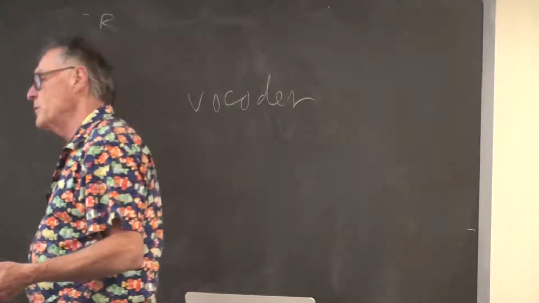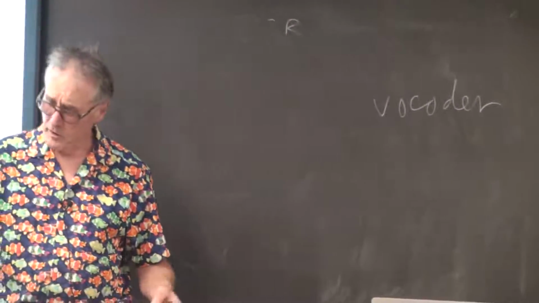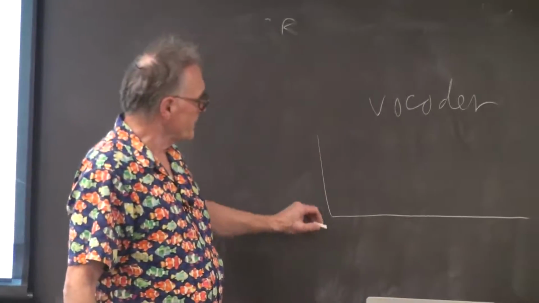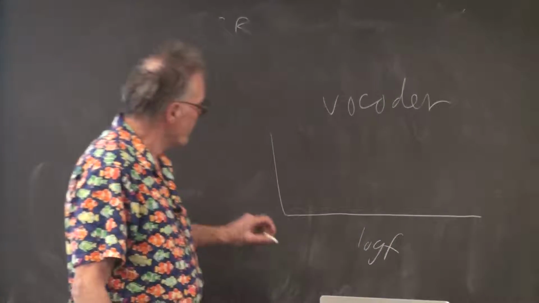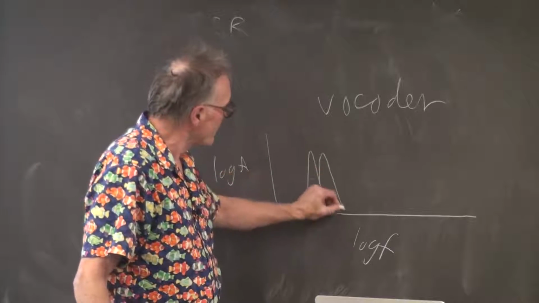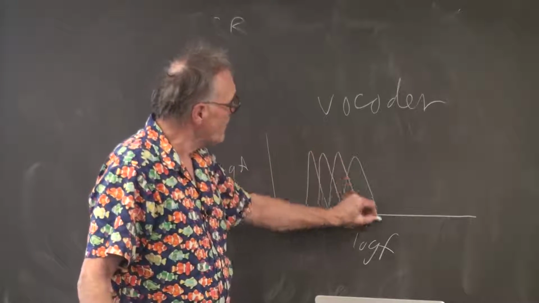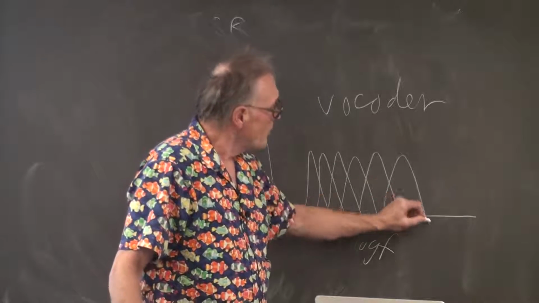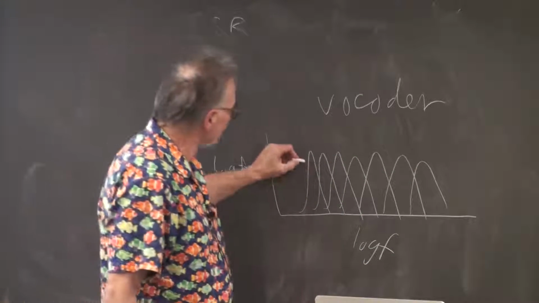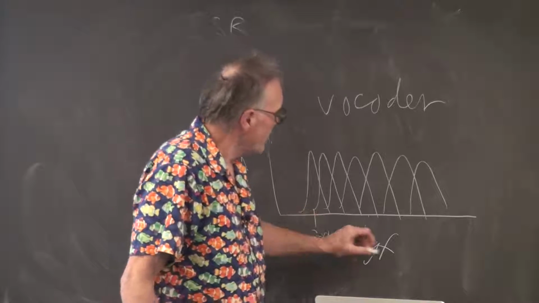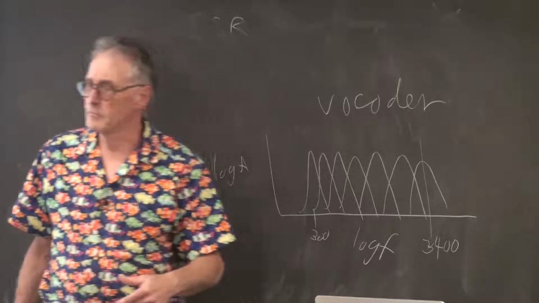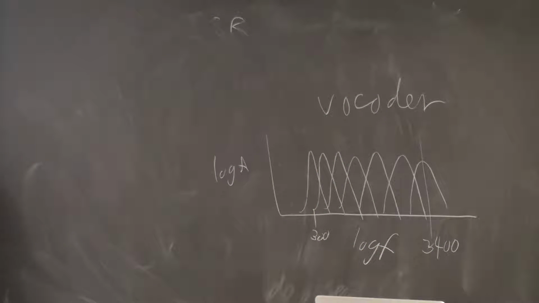And so now vocoders are used in all your cell phones to break down speech. The basic idea is that if we look at log frequency versus log amplitude, we're going to define a series of bandpass filters that overlap quite a lot, but are distributed linearly on a log scale, so that between about 300 hertz and about 3400 hertz, you have a dozen or two bandpass filters.